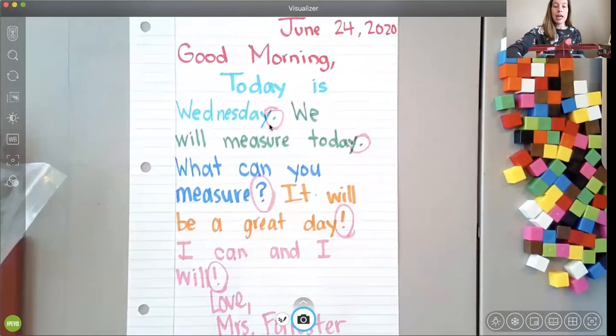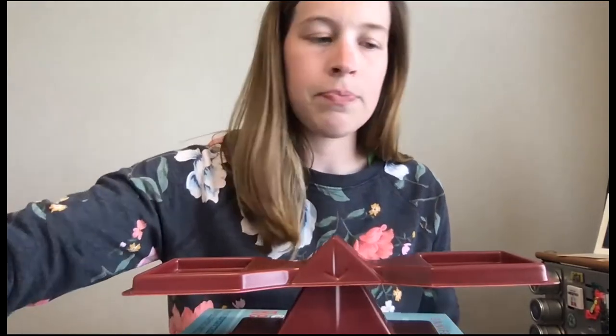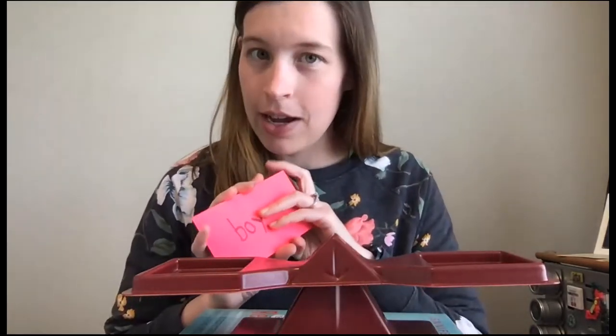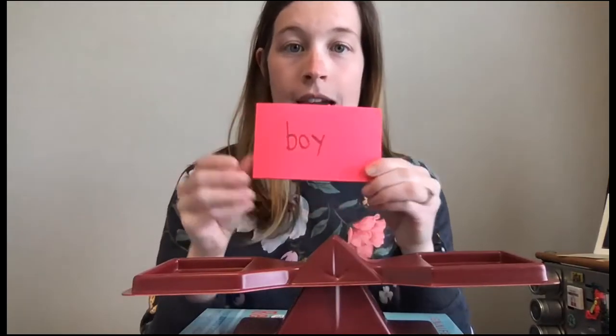Alrighty, I'm going to take this screen away. And I'm going to come back to it because when we practice counting by twos, I think I want to use the cubes. I think that'll be a helpful visual for you guys. But until we practice counting, let's go ahead and review our sight words, okay?